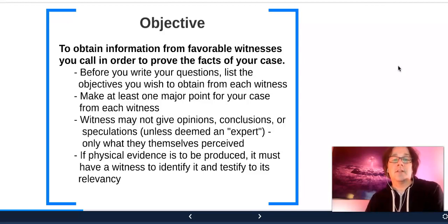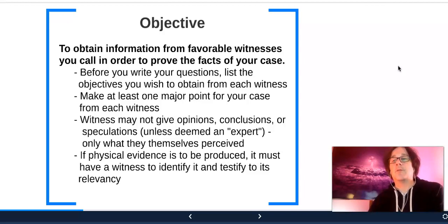So witnesses, again, may not give opinions or conclusions or speculations unless they're deemed an expert. So they can only tell you what they know to be true, or if they're an eyewitness, what they experienced, what they perceived. If physical evidence is to be produced, such as a murder weapon, let's say, it must have a witness to identify it and to testify to its relevancy.